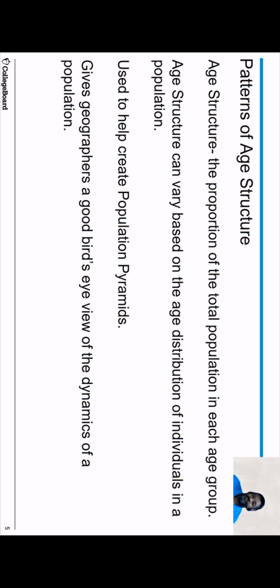Age structures. Age structures look at the proportion of the total population in each age group. These age structures can vary based on age distribution of an individual. They can also vary by ethnicity and socioeconomic status. These are used to help create population pyramids, as we'll see later. This gives geographers a bird's eye view to the dynamics of a population.